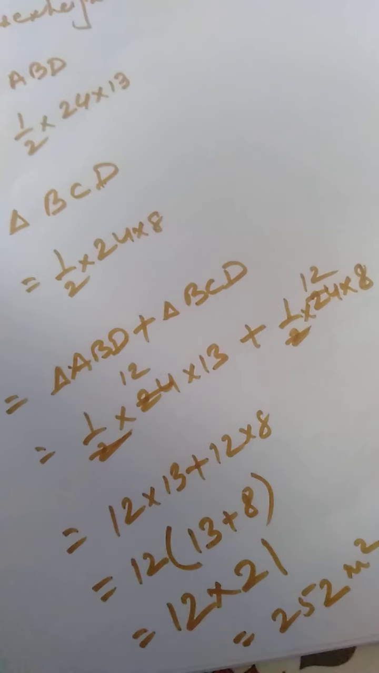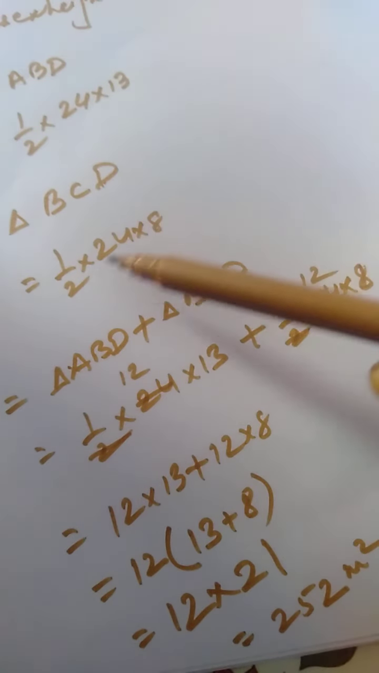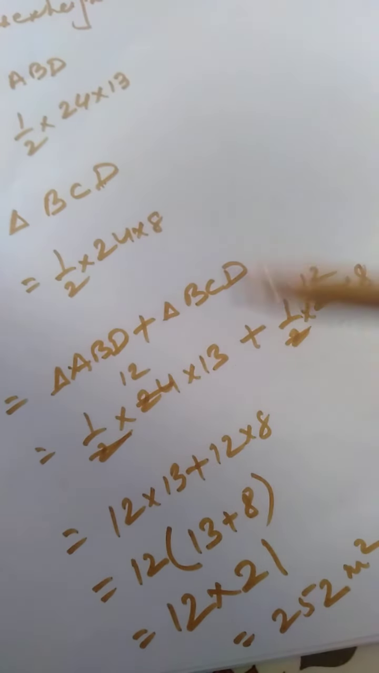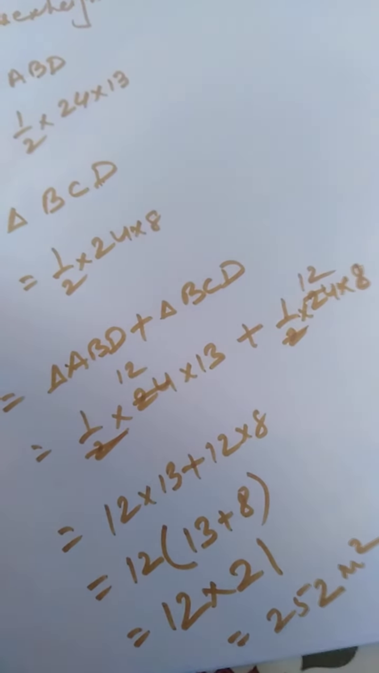We can find the area using this formula, or by using the formula of the trapezium also, where half into 24 is common in both. So half into base is common and the sum of the altitudes.